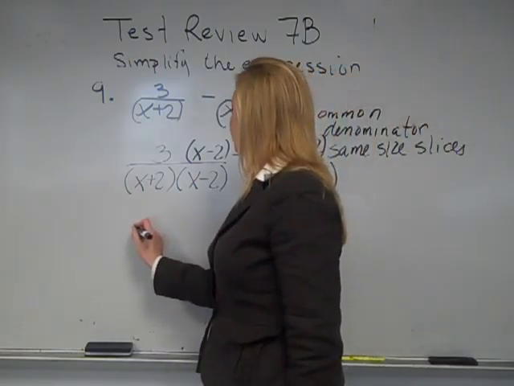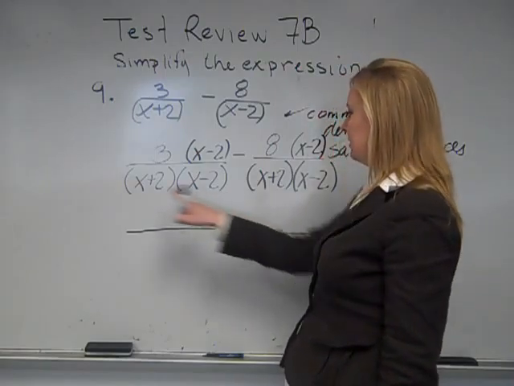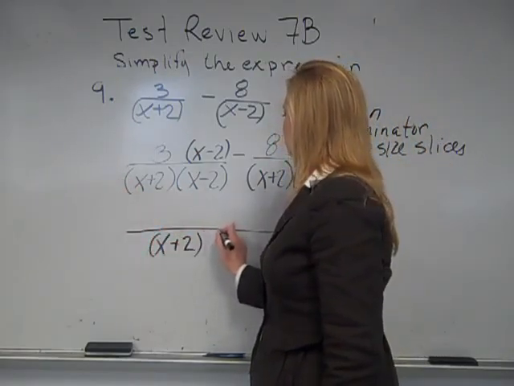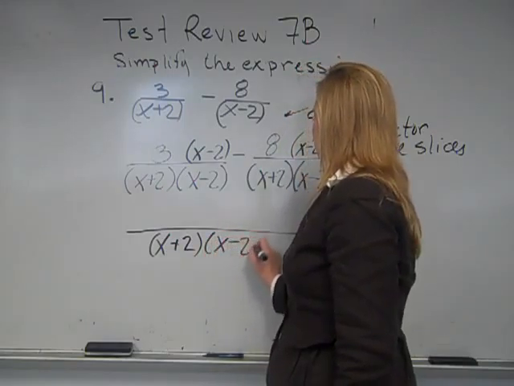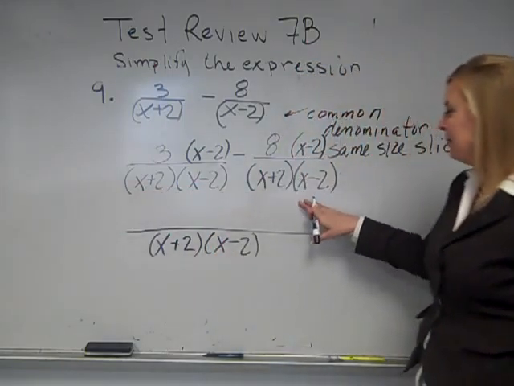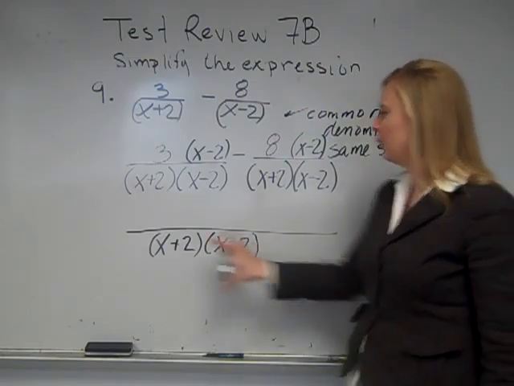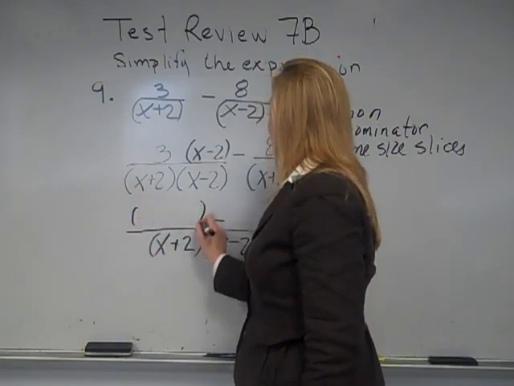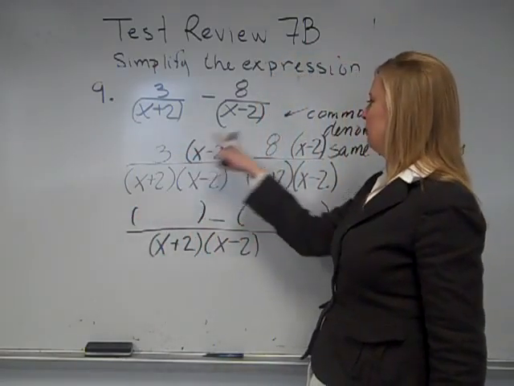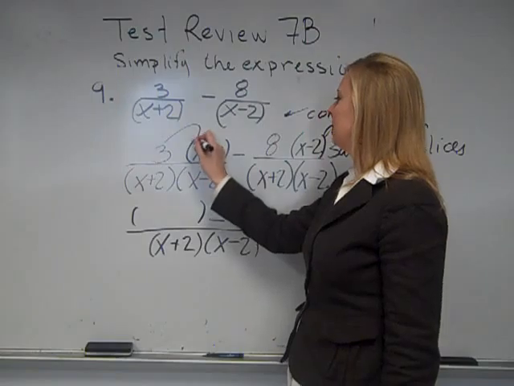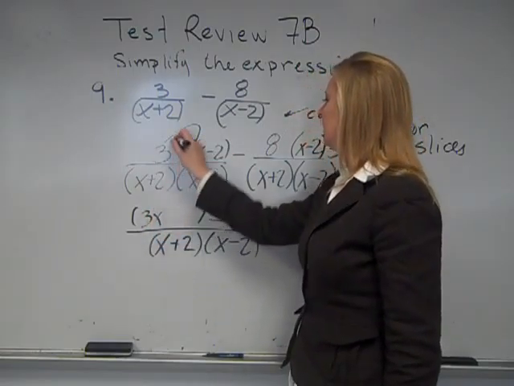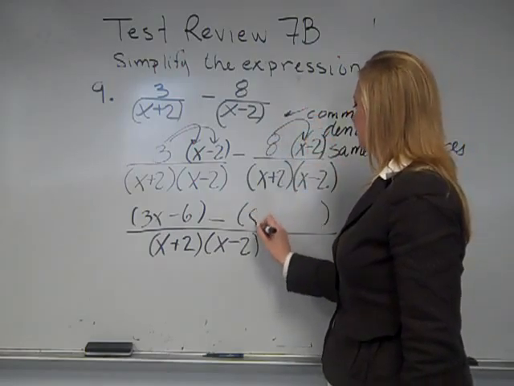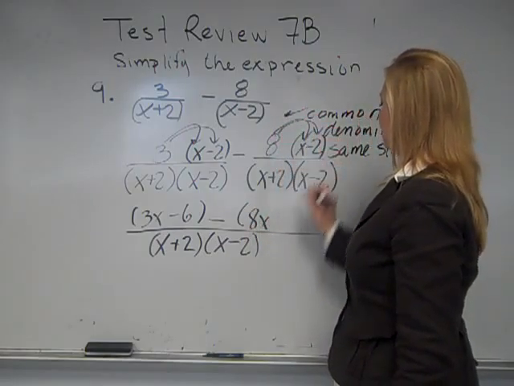Now let's start multiplying. I'm going to write down my denominator. Because these are the same exact denominators, I'm just going to write one big giant fraction where I am subtracting the two pieces. The first piece will be a 3x minus 6. The second piece will be an 8x minus 16.